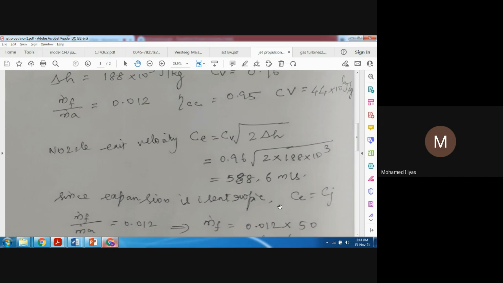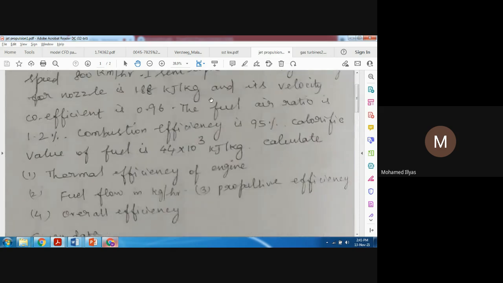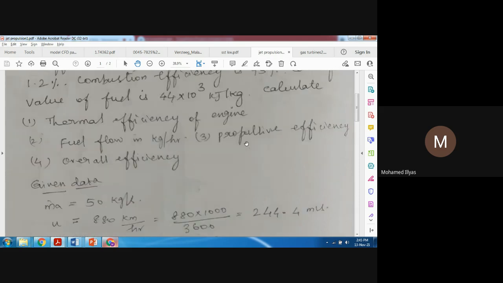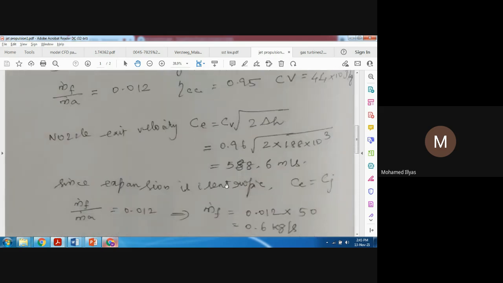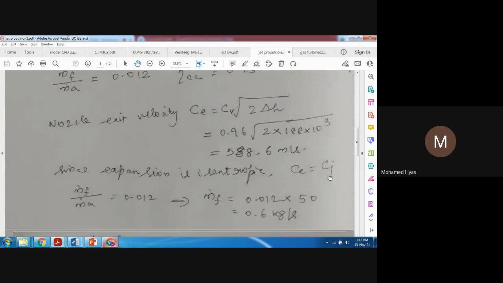And here we have seen the expansion. There are two possibilities: complete expansion and incomplete expansion. If it is a complete expansion, our nozzle exit velocity will be equal to our jet velocity, that is P equal to PA in that case. We'll assume here it is isentropic expansion. Isentropic expansion means no loss, where the gas pressure is expanded so that it is equal to the ambient condition. Since it is given as isentropic expansion, no loss, in that case we'll take C equal to Cj. So this is going to be the jet velocity.